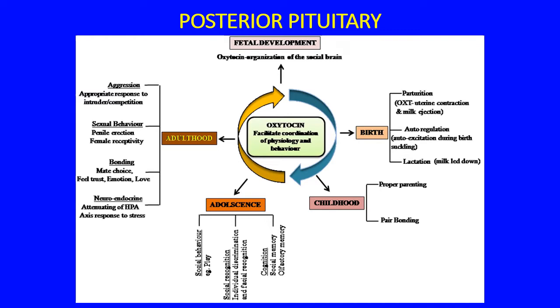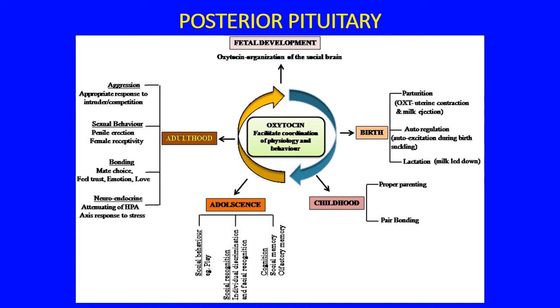But this is giving you an insight into the endocrine effects of this 9-amino acid peptide that seems to play some serious roles in not only birth and lactation, but in a variety of other structural buildups that occur in the brain that lead to unique behaviors that we see with childhood, adolescence, adulthood. Even in fetal development, there's some evidence that oxytocin is involved with the organization of the social brain.